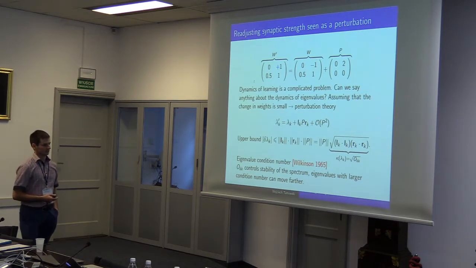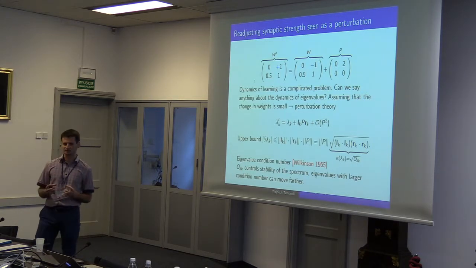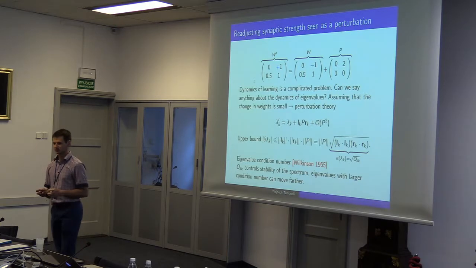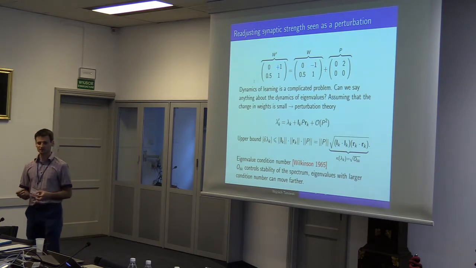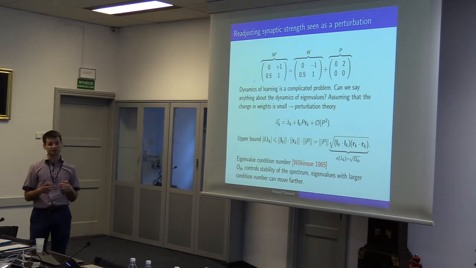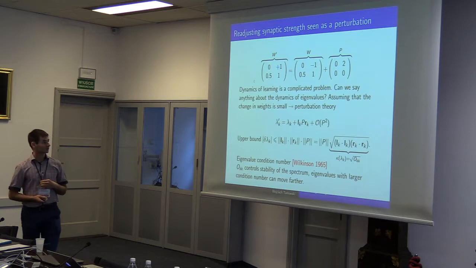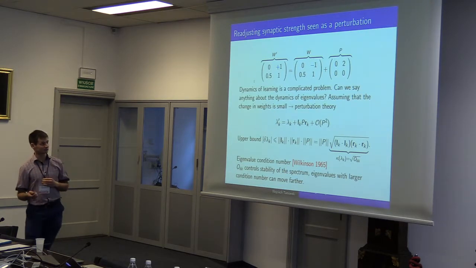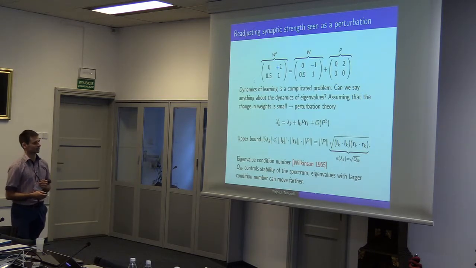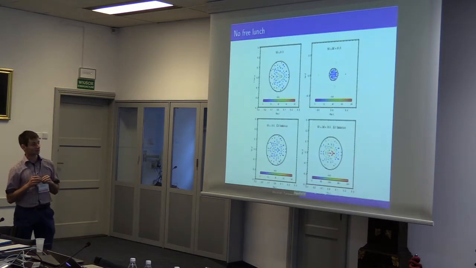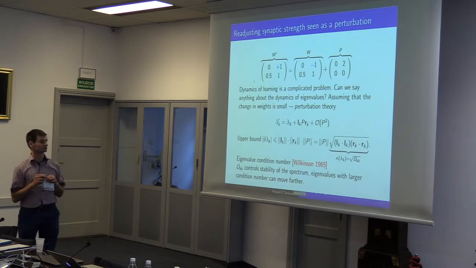Okay, so you know that the brain is not a static object. It can learn, it can forget, and it does so by readjusting synapses, creating new connections, and so on. And the dynamics of matrices is quite a complicated problem, and unfortunately not much is known about it.